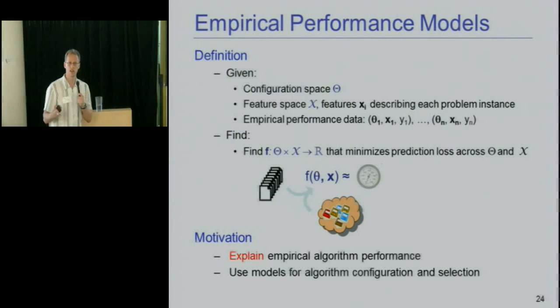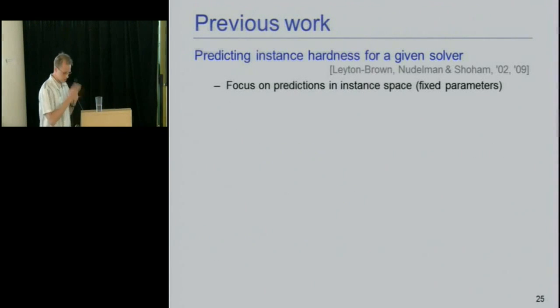The motivation here is we want to explain the empirical algorithm performance, and we'll also want to use these in order to better optimize the algorithm and in order to pick the best configuration or best algorithm on a per instance basis. There's some previous work here. So these empirical performance models actually extend work from Kevin Leyton-Brown, Eugene Nudelman, and Yoav Shoham, which focused mostly on predictions in this instance space.